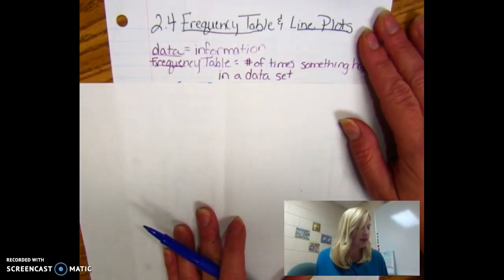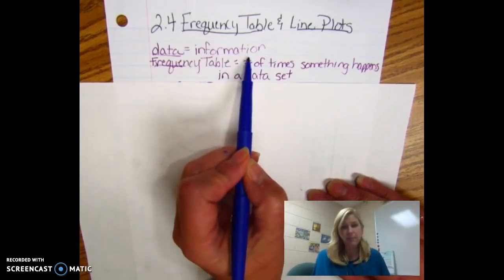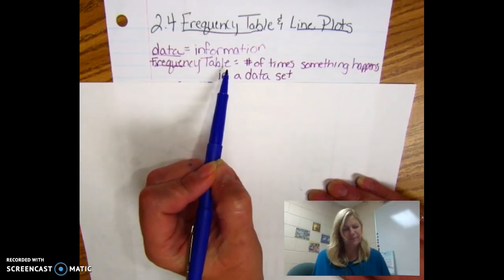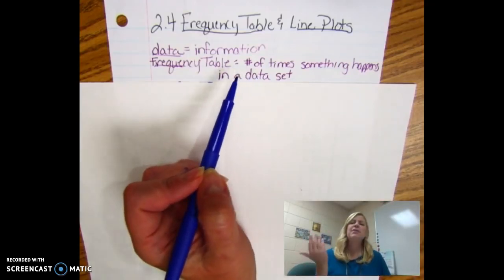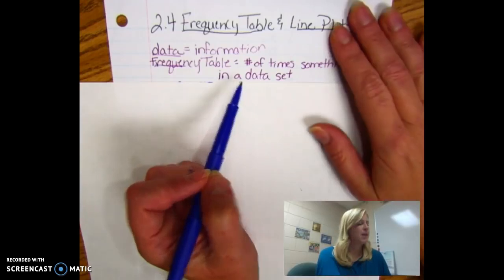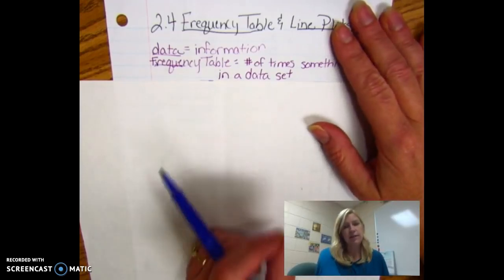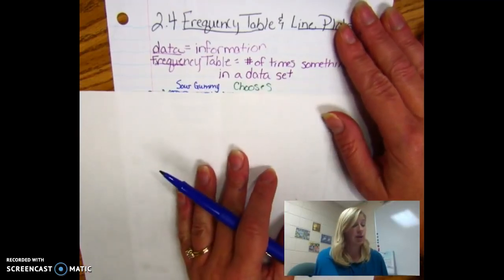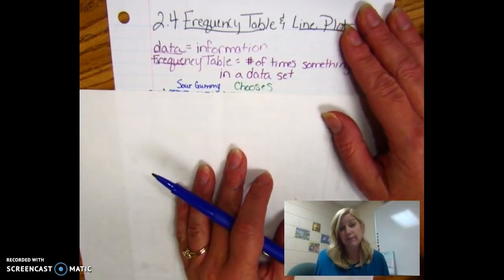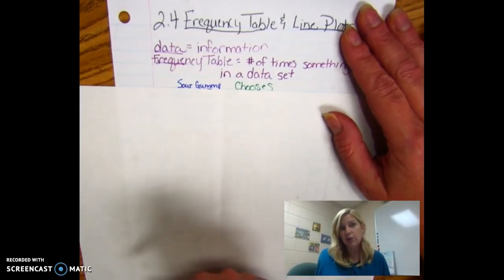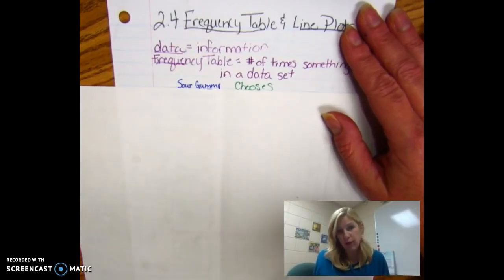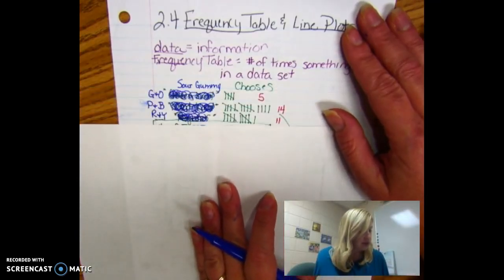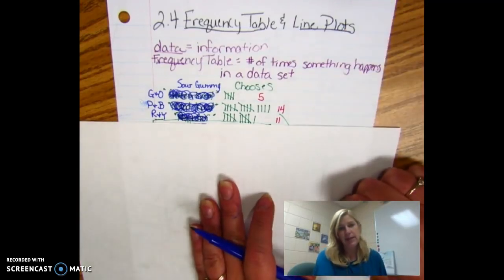First of all, we're going to talk about data, which simply means information, and then we're going to talk about the word frequency table. That's just the number of times something happens in a data set. So let's say I wanted to do an experiment with a group of kids. This is an important experiment because it has to do with sour gummy worm choices. So let's say that I only give you one choice of which color worm you like. I have a preference, so I will talk to you about what happened in my data display.